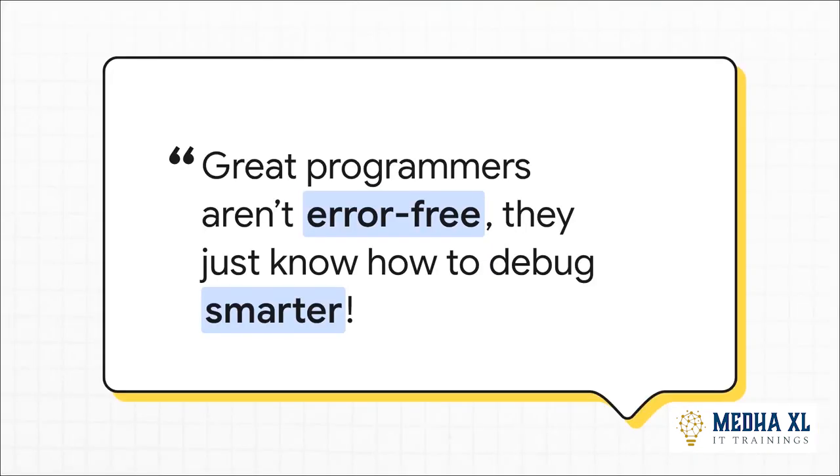And that's really the big idea here. Nobody, and I mean nobody, writes perfect code on the first try. It just doesn't happen. The real difference between a beginner and a pro is how they react when things go wrong. A pro sees that error as a guide. They follow the clues, and they know how to use their tools to figure out the puzzle. They've just learned how to debug smarter.